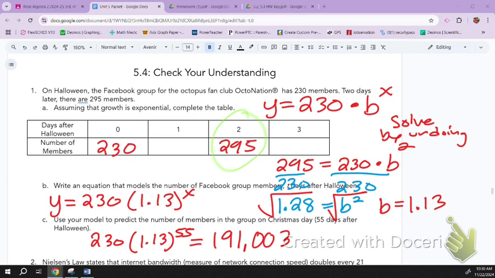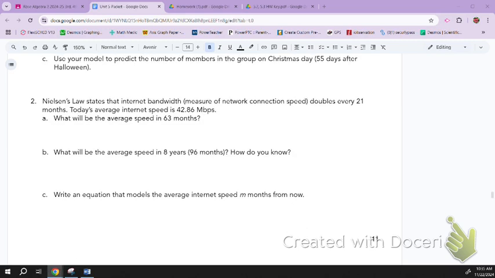Let's do the word problem now. Read it with your group. What points do you have? It's going to double every 21 months. Let's figure out how many times it's going to double.